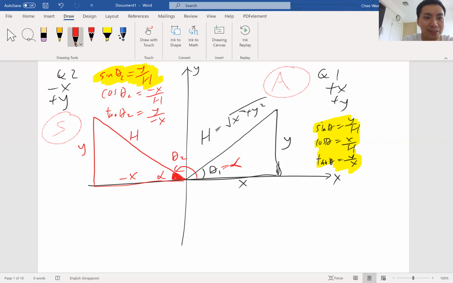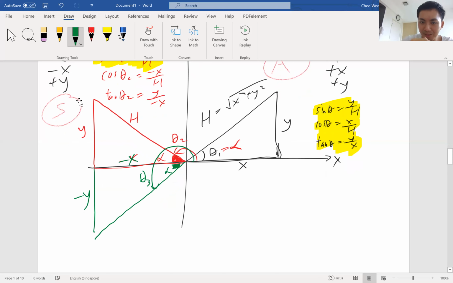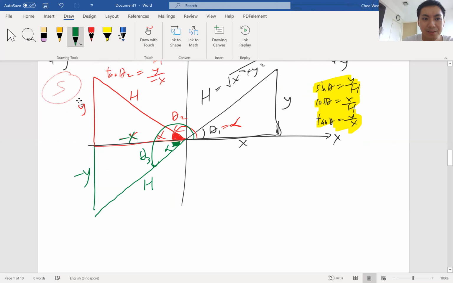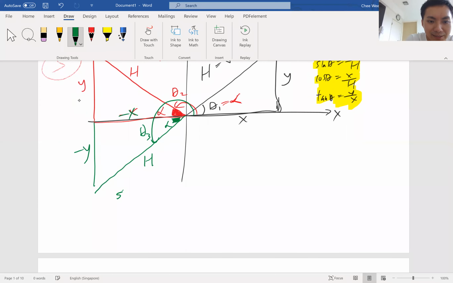So we can carry on the derivation, and then in the world of Q3, this guy here is your alpha, and this guy here is your theta 3, right? It has a negative x and a negative y now because it's on the left side and the bottom side. So this will still be h. Okay, so if I carry on with my example of alpha to be 10 degrees, theta 3 will be 190 degrees.